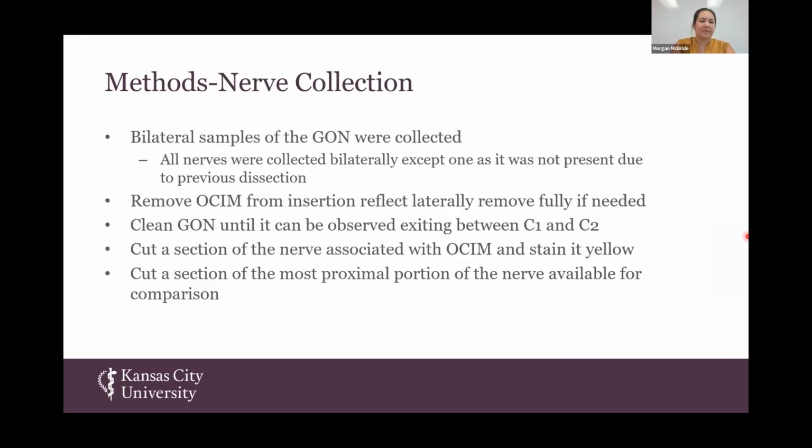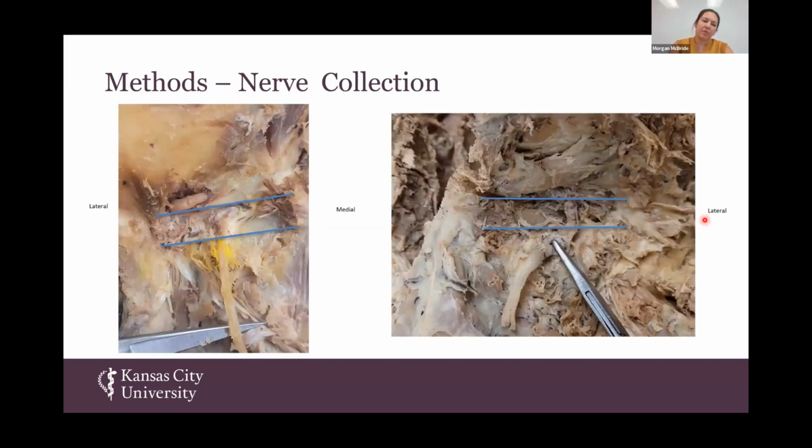So the last thing we did was collect the nerves. We took bilateral samples of all of the nerves except one. The way we did this, we removed the obliquus capitis inferior. Here is our insertion site, or origin site, sorry, an insertion site over here. We would remove this from the origin and reflect it back to where we can see the greater occipital nerve exiting between our C1 and C2 vertebrae.